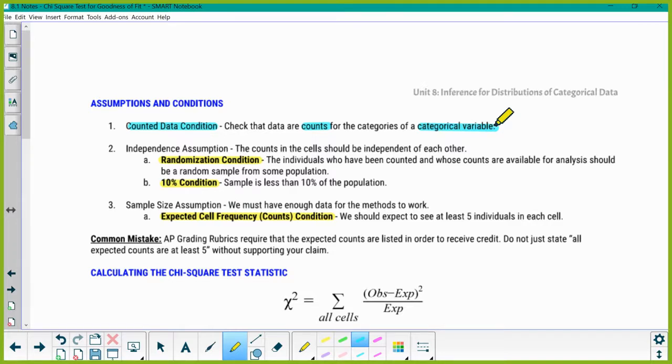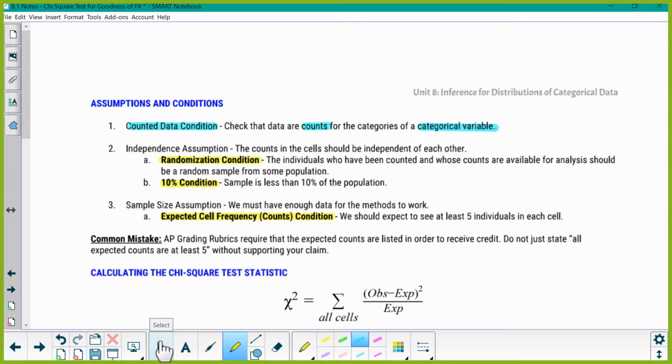That is just your first check overall. It's not something you have to write down. It's not part of the written assumptions and conditions. It's just something you need to be doing before you even get started. So once you've verified that you have counts and that you are doing chi-square testing, that's when you get into writing your hypotheses, checking the remaining conditions.